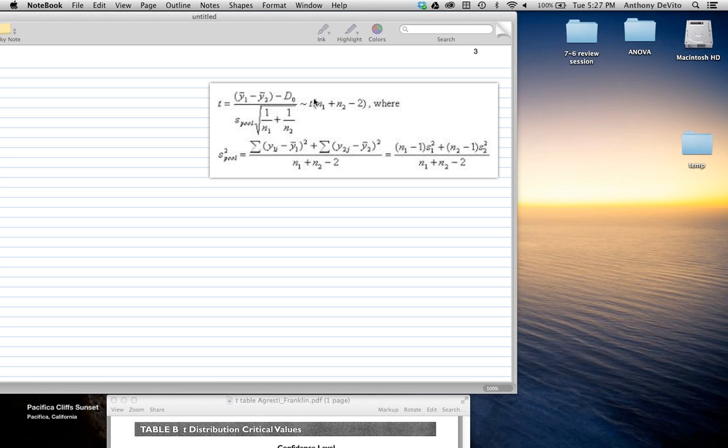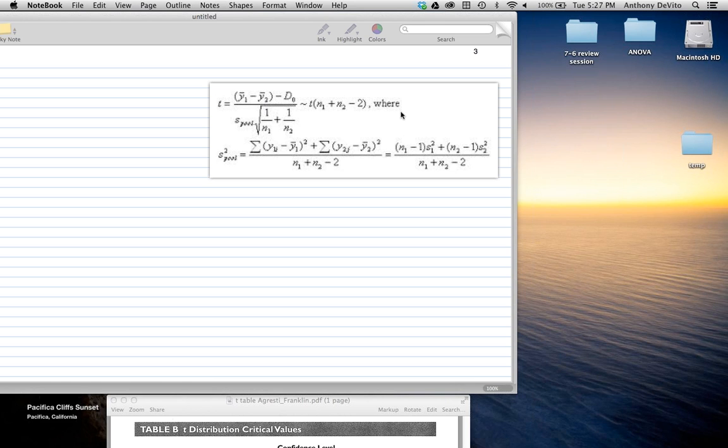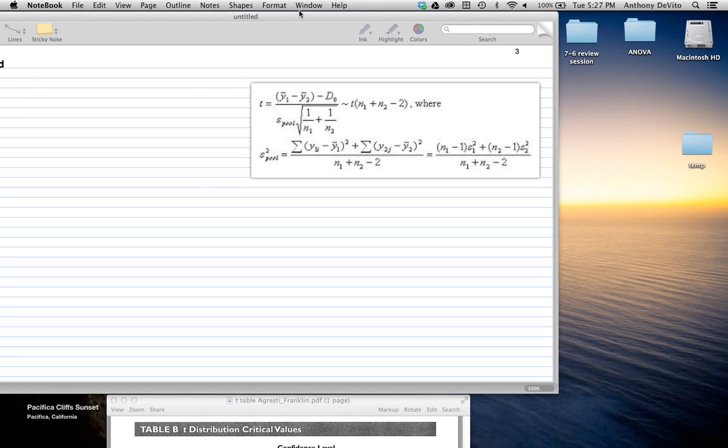We wind up getting a very simple calculation for the degrees of freedom, but then we get a complicated calculation for the standard error, or standard deviation and standard error, the pooled standard deviation and standard error.